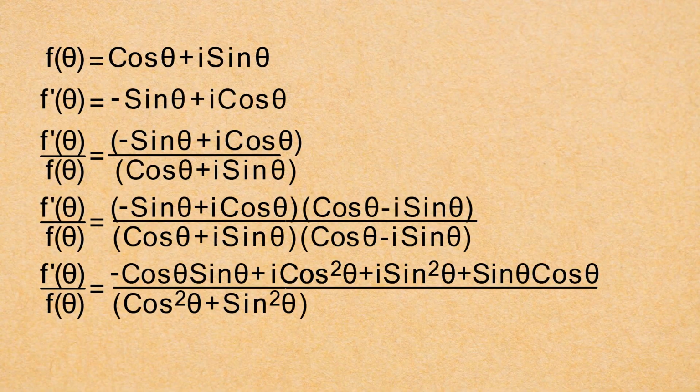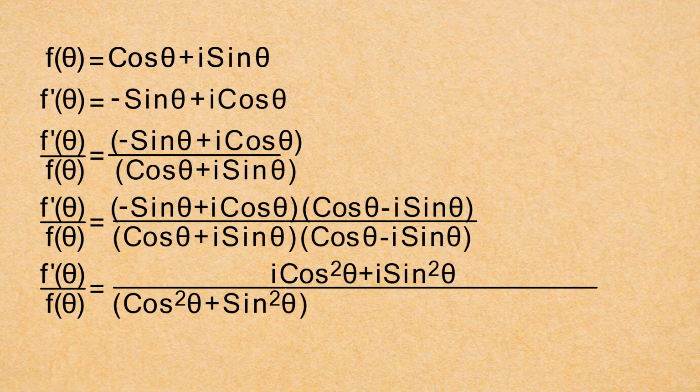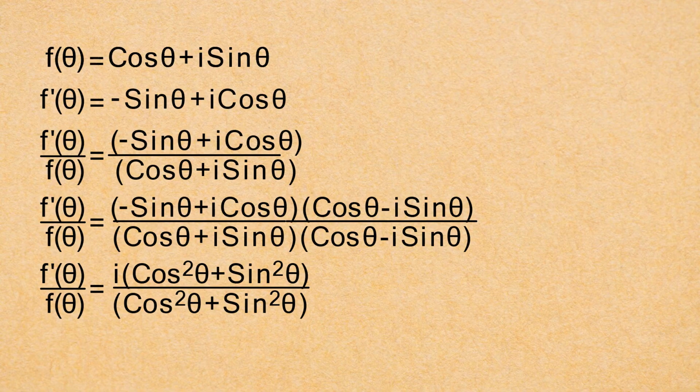Now, look at the top. The first term is minus cos theta sine theta, and the fourth term is sine theta cos theta. Clearly these two cancel one another out, so we can just get rid of them both, leaving i cos squared theta plus i sine squared theta on the top. Let's rewrite this as follows: i times (cos squared theta plus sine squared theta) in brackets, and underneath we have cos squared theta plus sine squared theta in brackets. So clearly we can cancel out the cos squared plus sine squared, top and bottom, so we're left with the incredible simplification, f prime theta over f theta equals i.